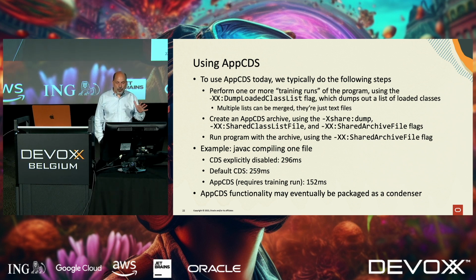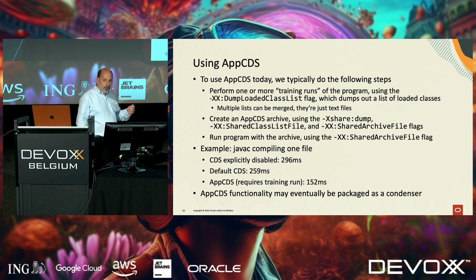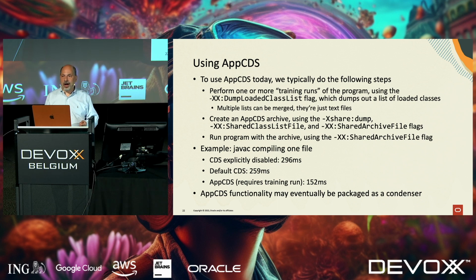To give you an example of the orders of magnitude that you might see with this: javac compiling one file, not a bad startup test. With CDS explicitly disabled on somebody's laptop, we got 300 milliseconds. With the default CDS, we got 260 milliseconds. So that's like a 15% improvement, not so bad. With AppCDS that did a training run that included the javac classes that got loaded during compilation, we managed to knock 50% off the startup of the cold start alternative.